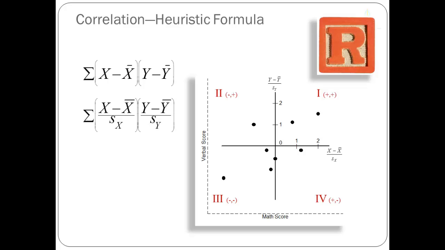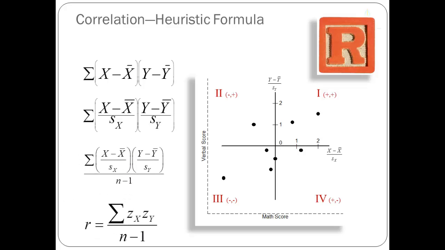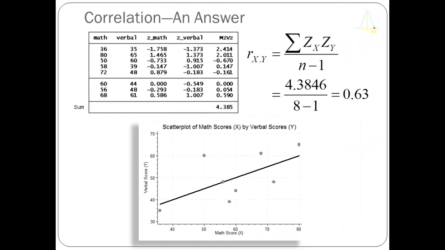Second adjustment, and really the final one we need to make, is to average this number out to account for the number of cases. Now you'll notice I'm not really averaging by n, but n minus 1. So again, we're averaging by the degrees of freedom of this particular statistic. So let's put this all together.